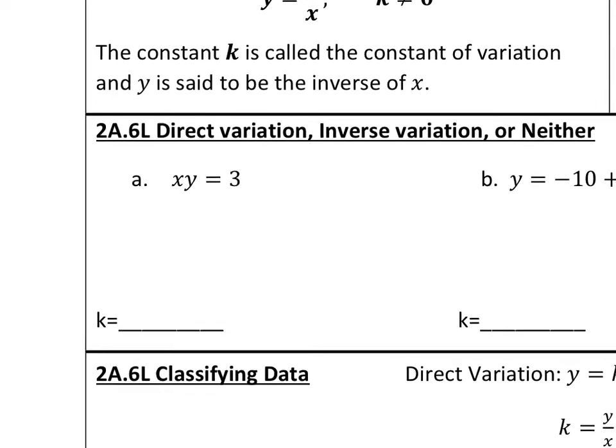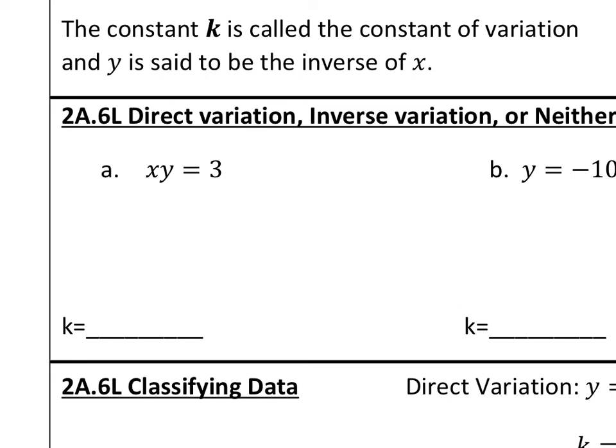So for this first problem here, we have xy equals 3. So we're going to solve for y first by dividing by x. So we get y equals 3 over x. Our k value is going to be that number on the top, so k equals 3. And what kind is it? Well, when we divide and there's a number on top, this is an inverse. If I were to plug in numbers, as y increases, x decreases.